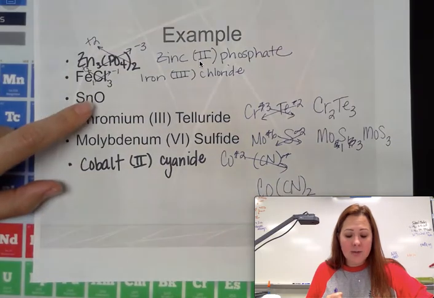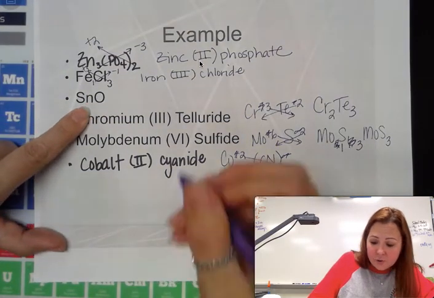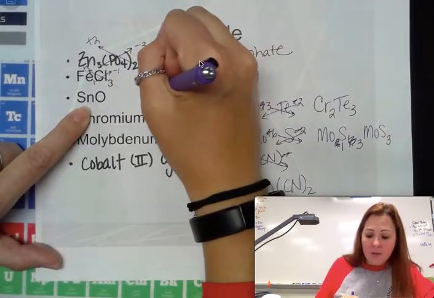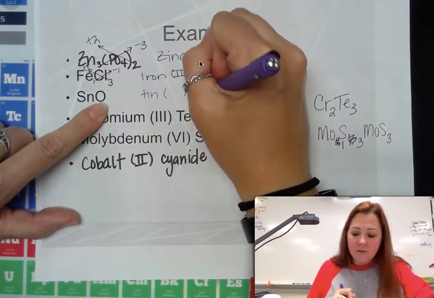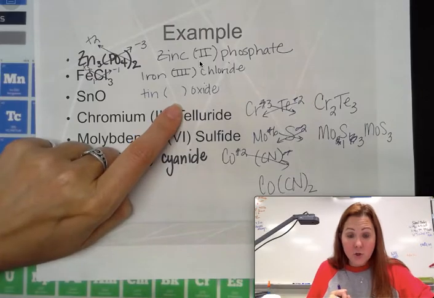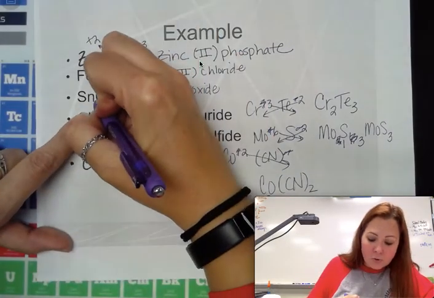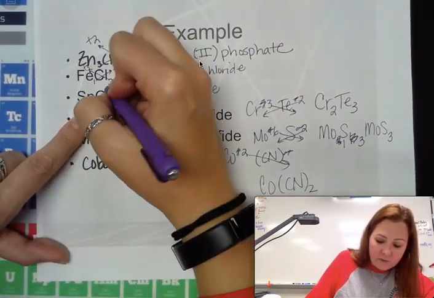Now on this last one, SnO. Sn is tin. Tin is not a transition metal, but we treat it like one, so it's going to get Roman numerals. And then O is oxide. To figure out what goes in the Roman numerals here, I'm going to try to reverse my swap and drop. Right now I have a ghost 1 and a ghost 1. So the 1 comes over here to be -1.